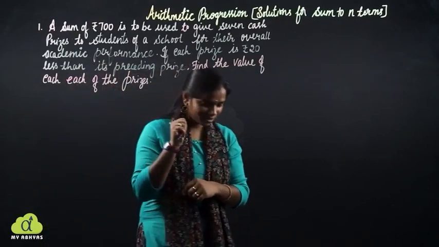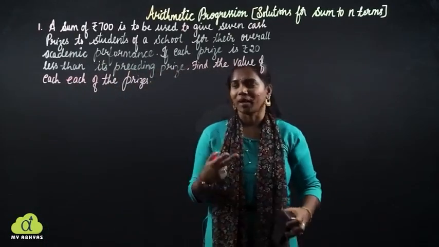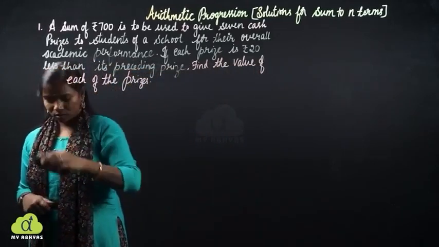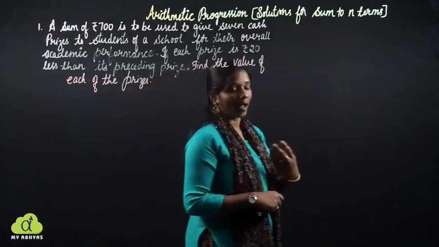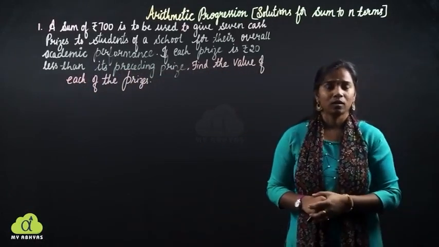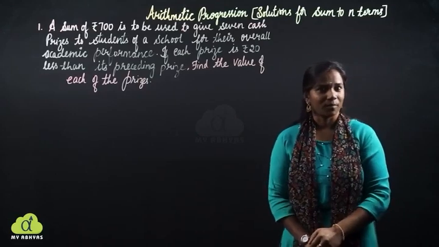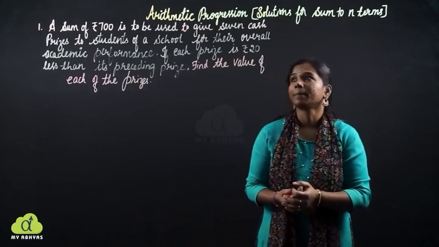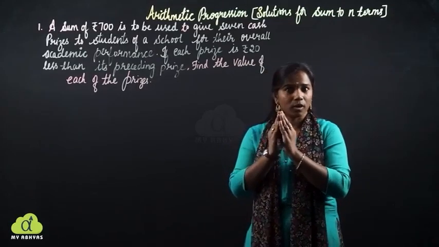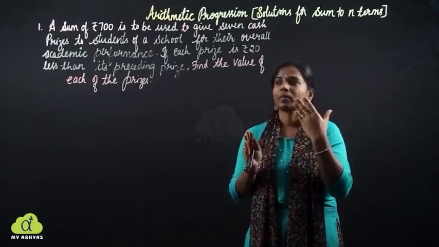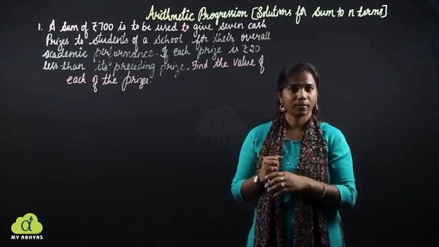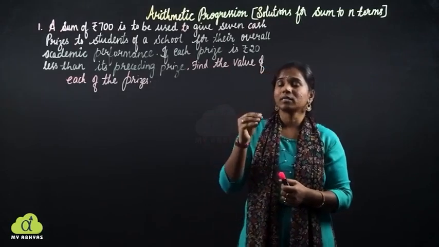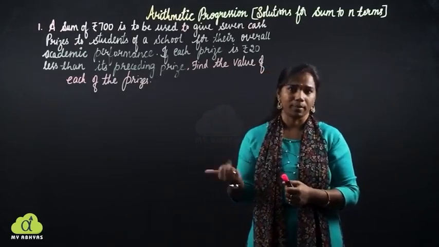Just analyze this. You are recalling the prizes which you had received. Even you would have received some prizes for your academic performance or in your sports, and you feel very proud and happy, right? Even here, rupees 700 has been kept for distributing among 7 students, but not equally. Here each gets 20 rupees less than the previous one.